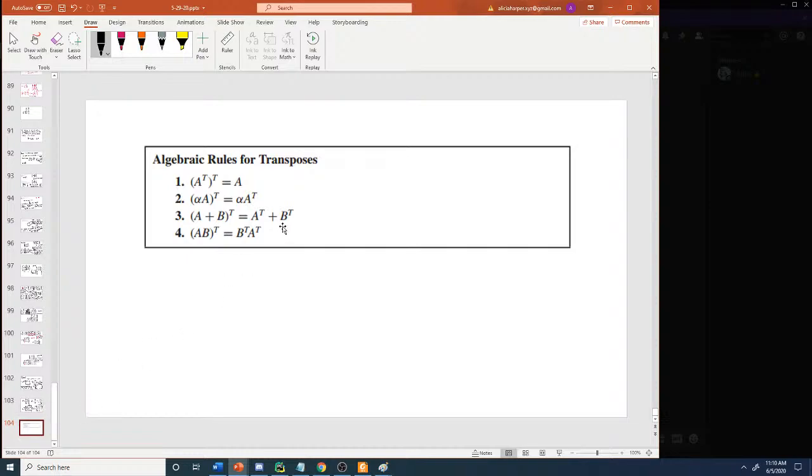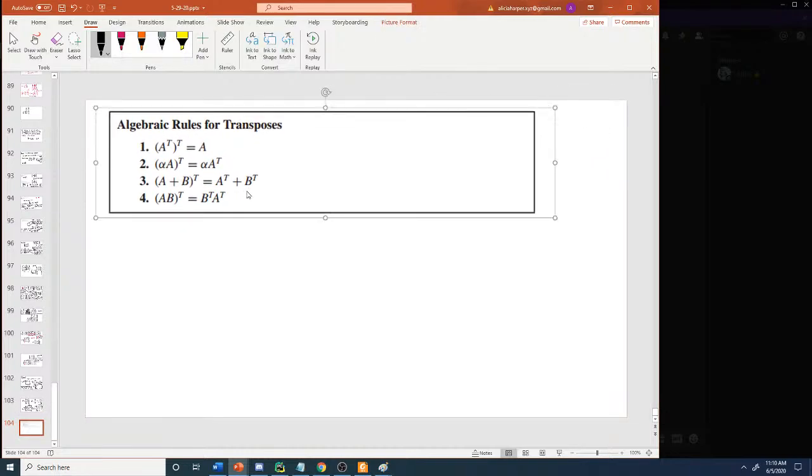Now, the final identity here is the most subtle one, which is that if you take the transpose of the product of 2 matrices, this is the same thing as taking the transpose of B and taking the transpose of A and multiplying them together. But note that there's an order reversal that happens. And this is really subtle. So I'm going to try to explain why this is true.